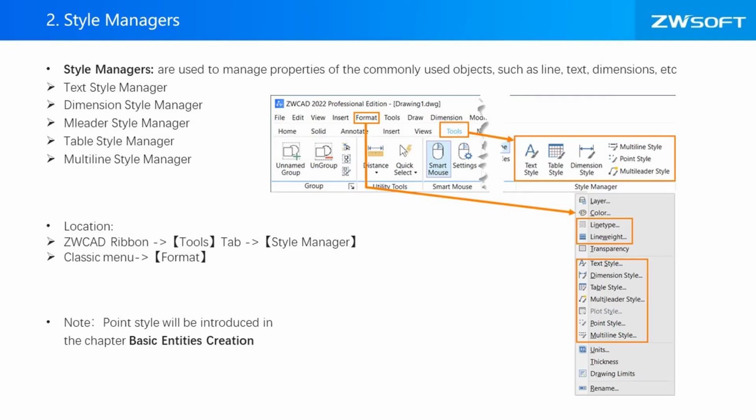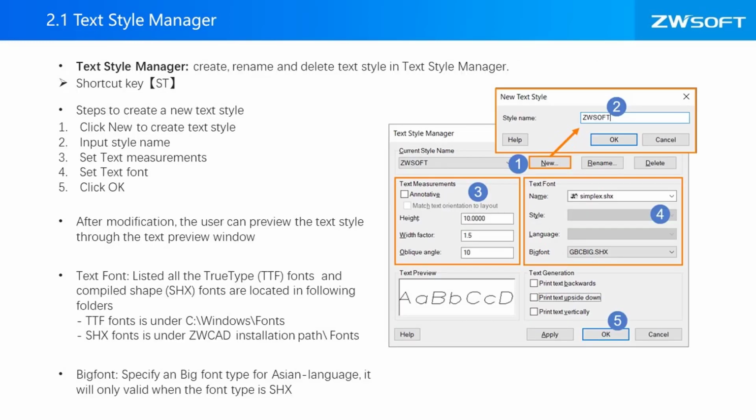The next is Style Managers. Style Managers are used to manage properties of the commonly used objects, such as line, text, dimensions, etc. There are Text Style Manager, Dimension Style Manager, M-leader Style Manager, Table Style Manager, and Multi-line Style Manager. In Text Style Manager, you can create, rename, and delete your text styles.